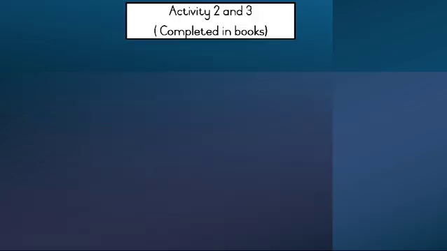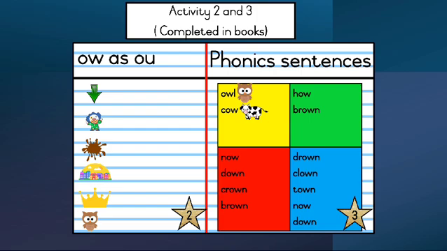Okay, then we have activity 2 and 3. This is completed in their book, so they would actually have to write this down. So this is just an example of what mine looks like. I usually have mine on my TV screen, and you will see that I have a star there with a 2 and a 3. This is how my children know that it's activity 2 and activity 3.